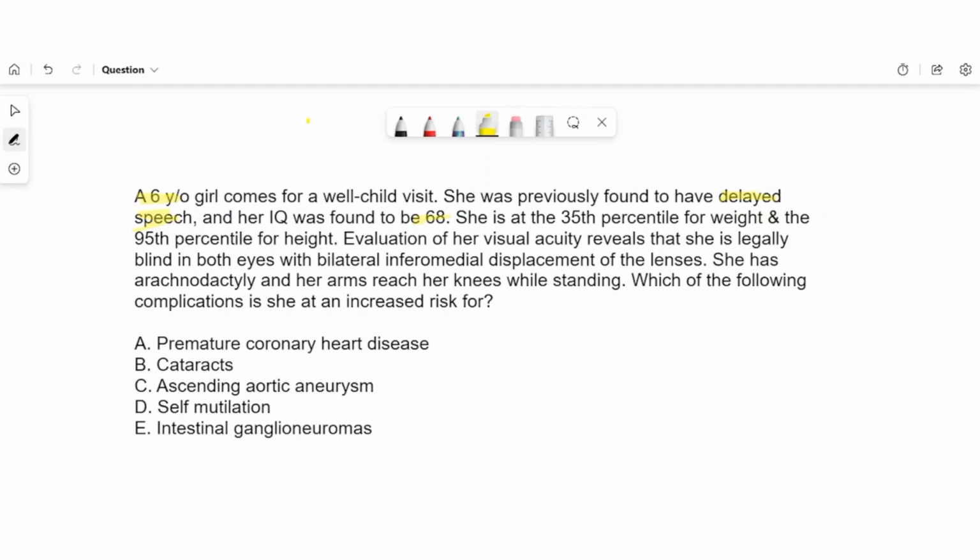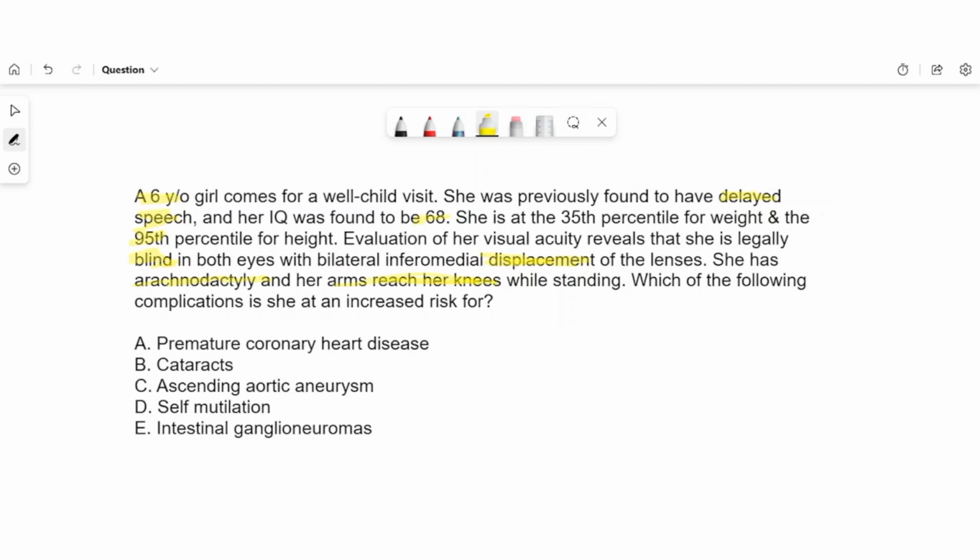She is at the 35th percentile for weight and the 95th percentile for height, so this disparity could also be relevant. Evaluation of her visual acuity reveals that she is legally blind in both eyes. Okay, so her visual acuity is not very good. With bilateral inferomedial displacement of the lenses, so this patient has ectopia lentis. This could be another clue. She has arachnodactyly, all right, and her arms reach her knees while standing. So arms reach her knees. Which of the following complications is she at an increased risk for? And these are our options.